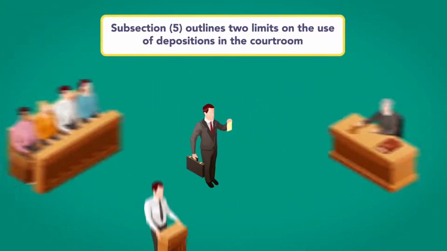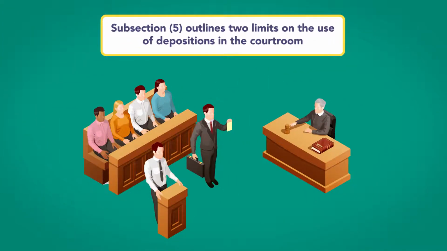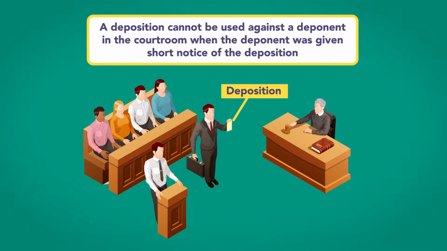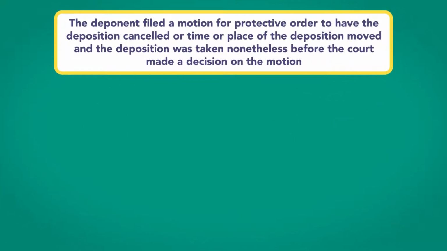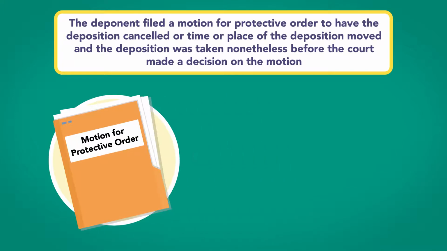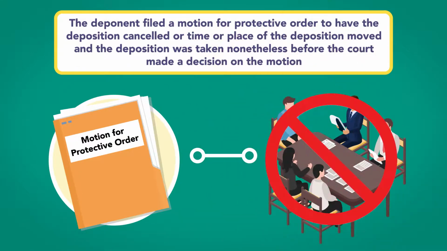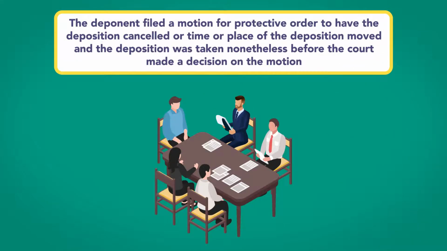Subsection 5 outlines 2 limits on the use of depositions in the courtroom. First, a deposition cannot be used against a deponent in the courtroom when the deponent was given short notice of the deposition. The deponent filed a motion for protective order to have the deposition canceled, or the time or place of the deposition moved, and the deposition was taken nevertheless before the court made a decision on the motion.